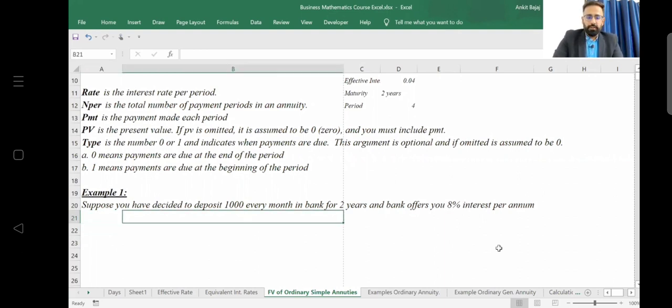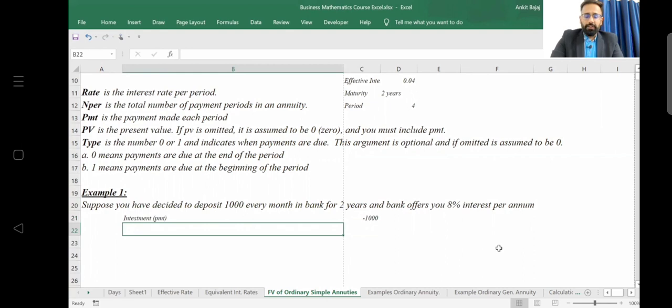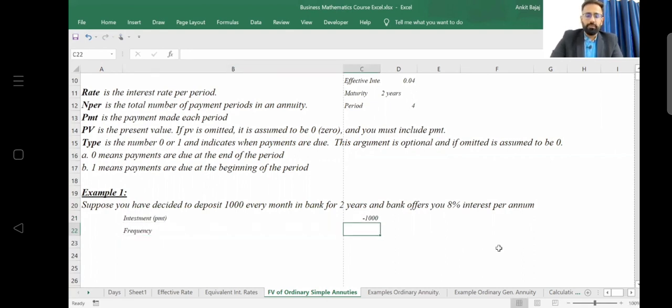So let's suppose your investment is going to be PMT. PMT means payment, what amount you will be paying every month to the bank or some other company. I have already told you that PMT or investment we have to write in negative because there will be cash out here. Now, if I talk about frequency, how frequently will you be investing this amount? Definitely 12 times in a year.